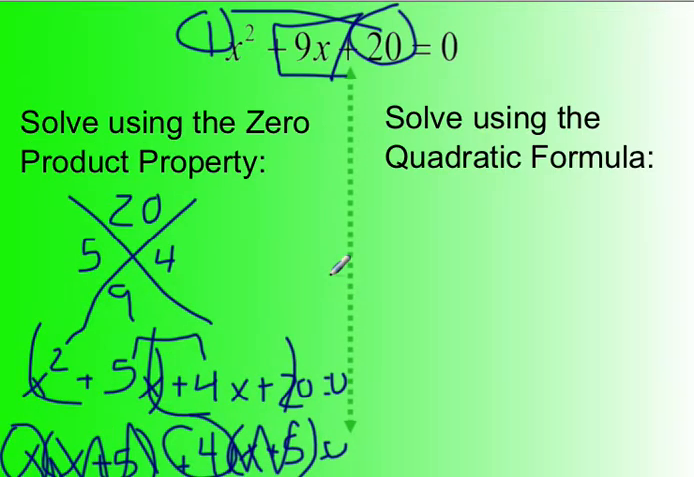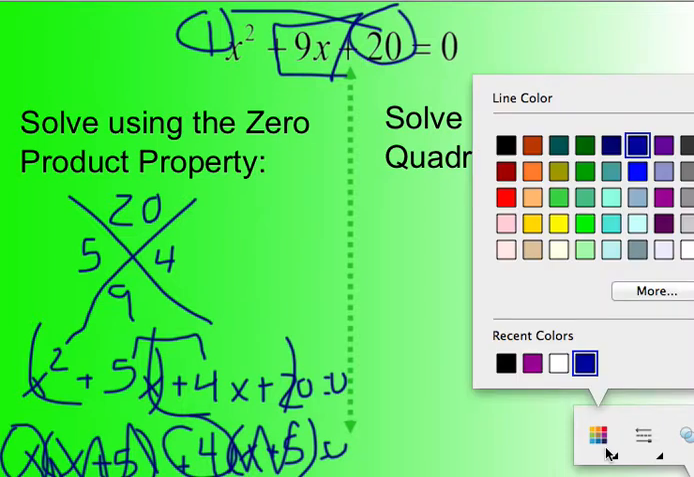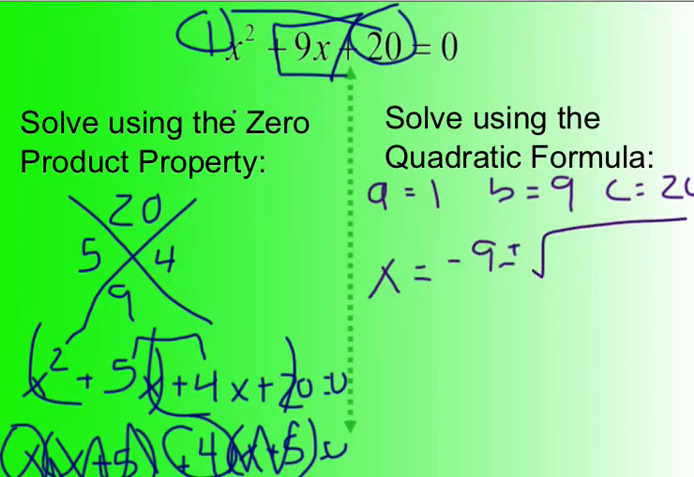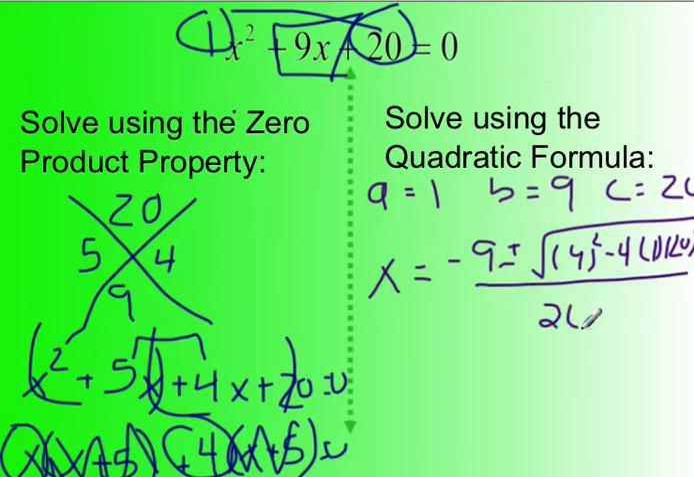So let's take a look at using the quadratic formula to do this. For this one, my a is equal to 1, my b is equal to 9, and my c is equal to 20. Now I'm going to plug that into my quadratic formula. So x is equal to the opposite of b plus or minus the square root of b squared minus 4 times a times c, all of that over 2 times a.